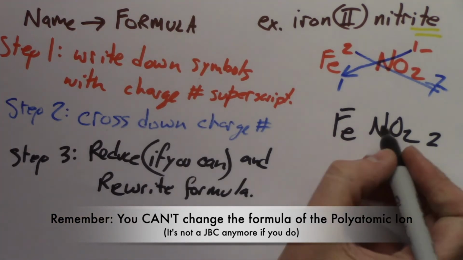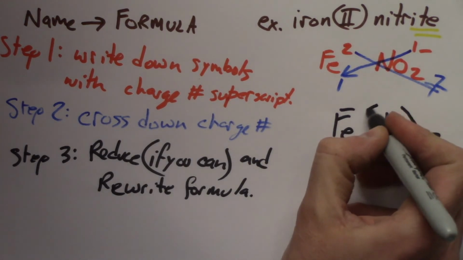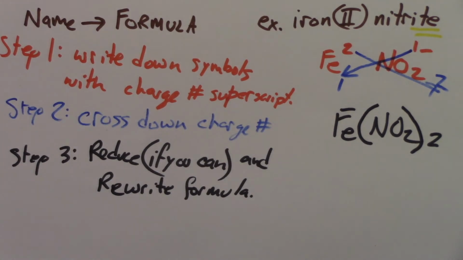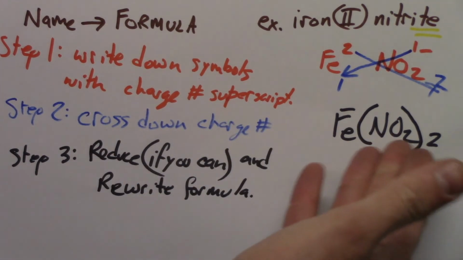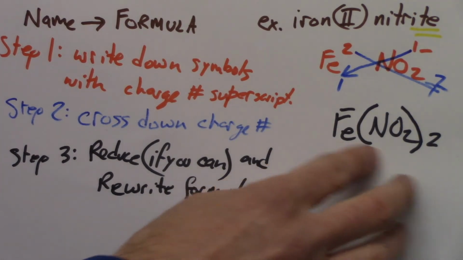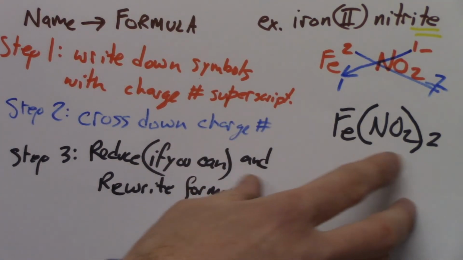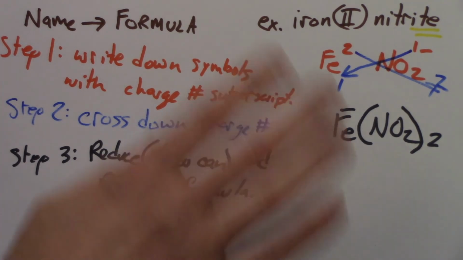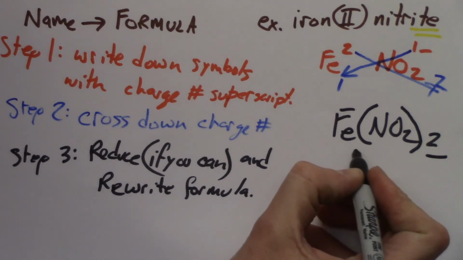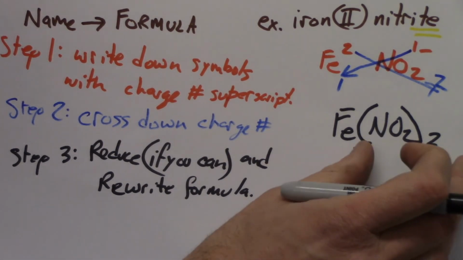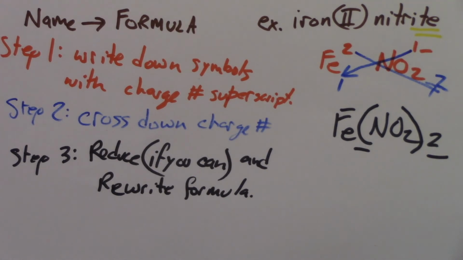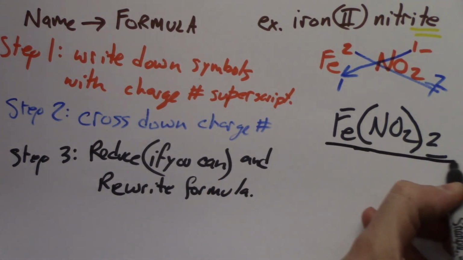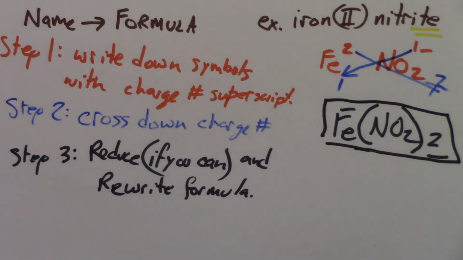You have to put the polyatomic ion in these fancy brackets when you have more than one of these polyatomic ions in the compound. In this formula, we have 1 iron atom and 2 of this nitrite stuff. Now, when you go to reduce, we're still only reducing the numbers that are subscript. There's an invisible 1 there. 1 and 2 cannot be reduced. It cannot be simplified. So this, ladies and gentlemen, is our formula. Fe bracket NO2 bracket 2.